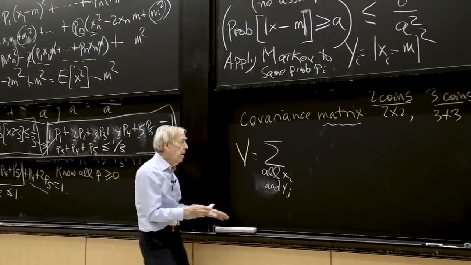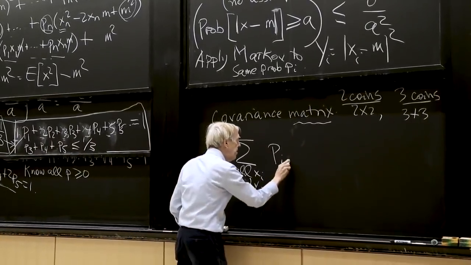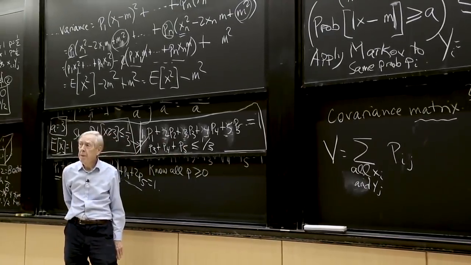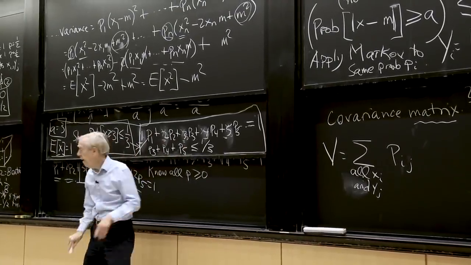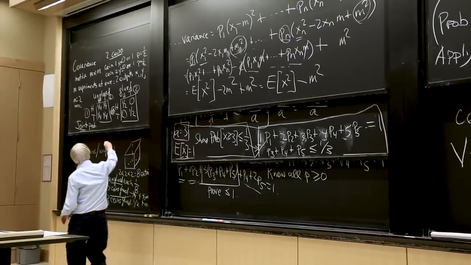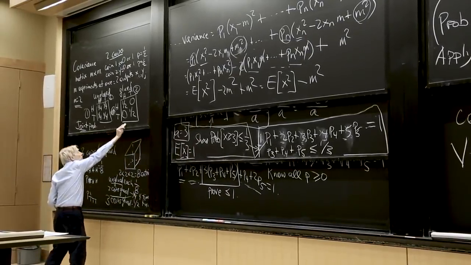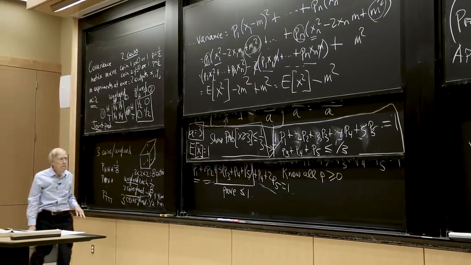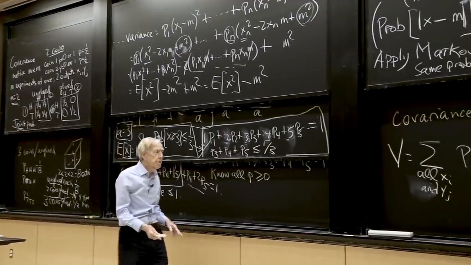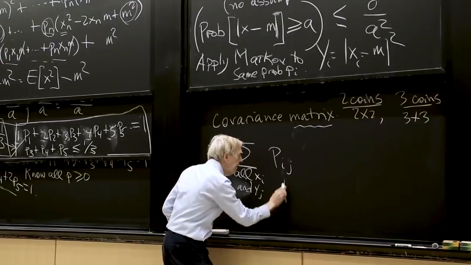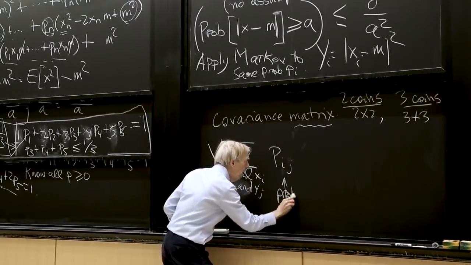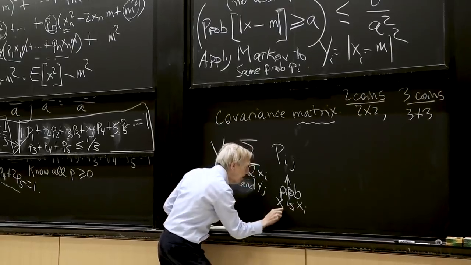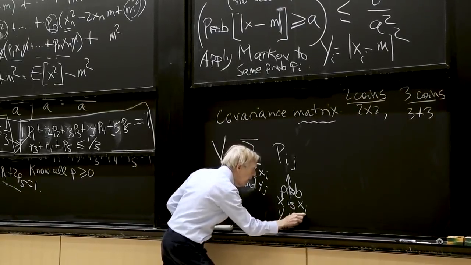Then what is Pij? What does that symbol mean? That's the guy in our 2 by 2 matrix, like that one or that one, depending on the gluing or not gluing. So Pij is the probability that x is xi, and that the second output is yj.